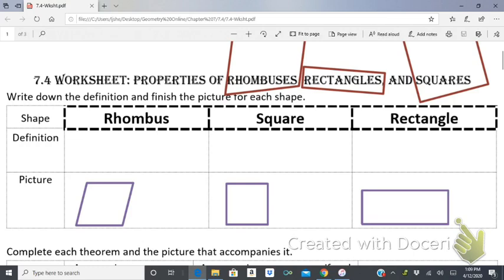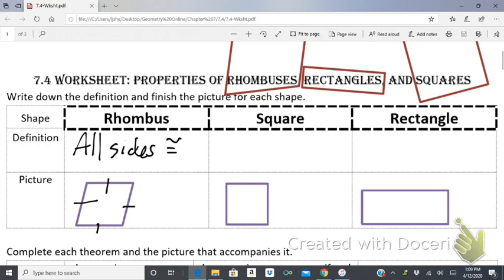So 7.4 is all about things called rhombuses, rectangles, and squares. You know what a square is and you know what a rectangle is, but I don't know that many of you know what a rhombus is. A rhombus is just a shape where all sides are congruent. That's what it is. So all of these are congruent. Think of it as a square that's been pushed over and tilted. That's basically what it is. It's a square that has been pushed and tilted.